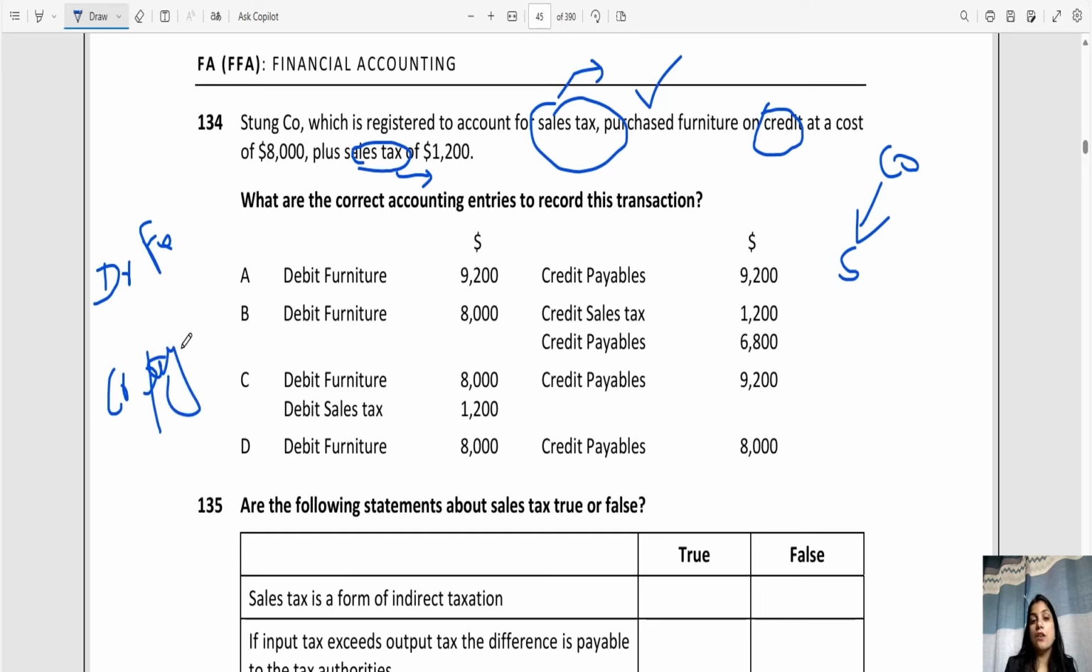Now if we go through each and every option, on the debit side it's furniture, and on the credit side it's payables. The only difference is related to sales tax. So what will we do for the sales tax? Regarding the payable, the whole amount is payable. It's 1,200 plus 8,000, which means 9,200. So it's 9,200.